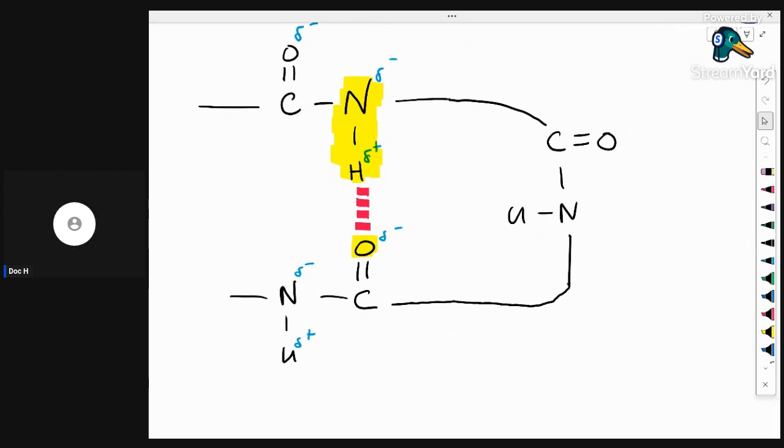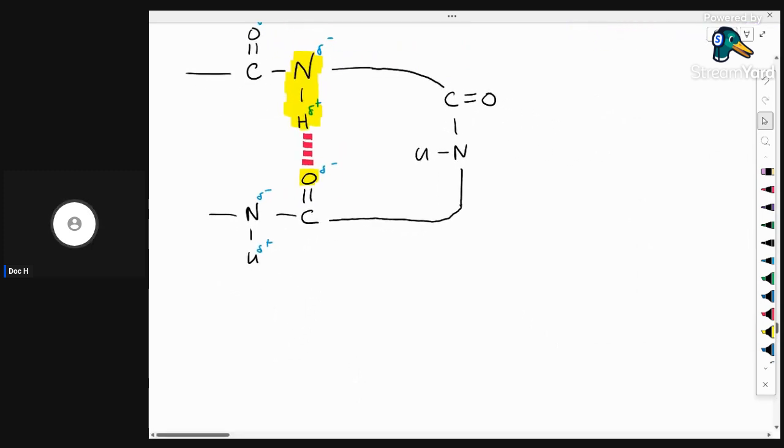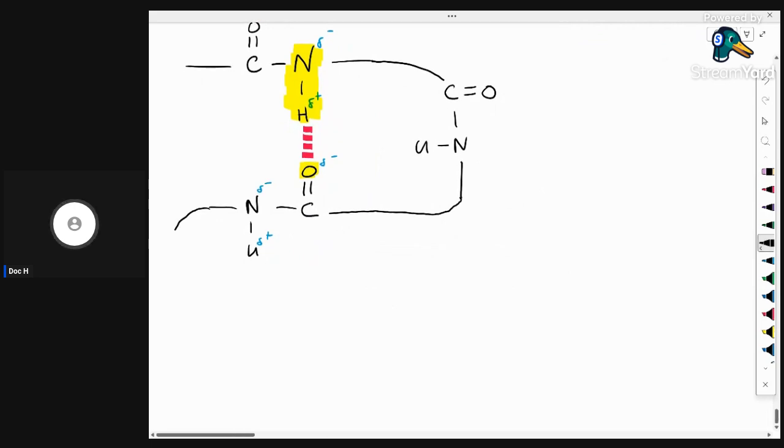Okay? So this can keep happening, right? We can imagine that this maybe bends around again, a few more amino acids get added, and eventually we get to an amino acid that lines up like this.